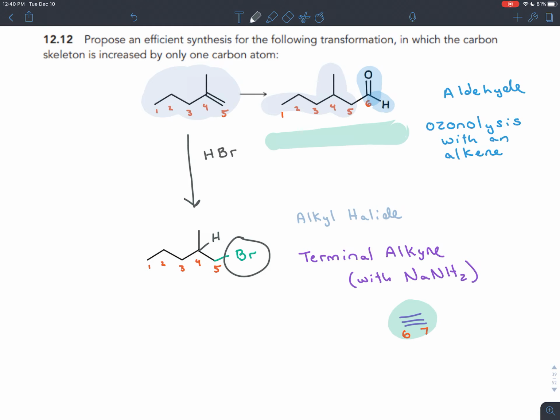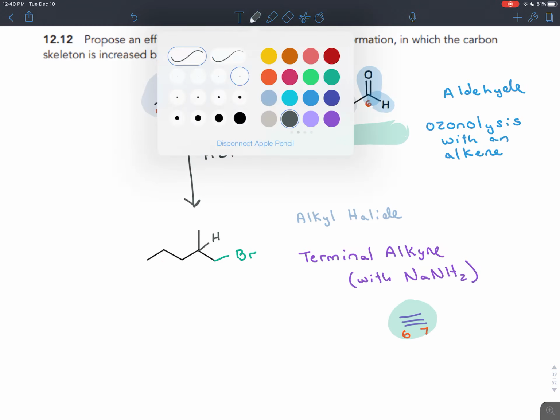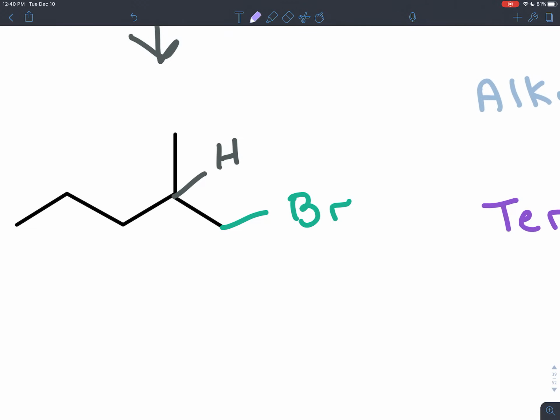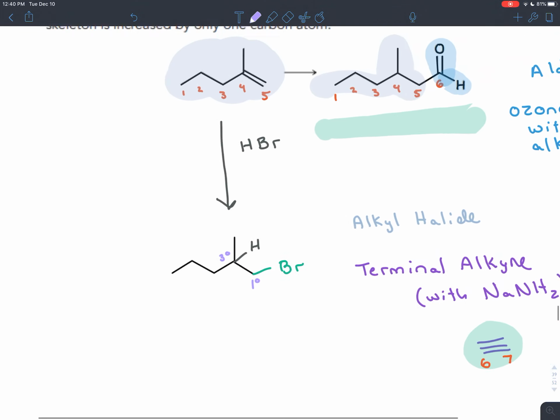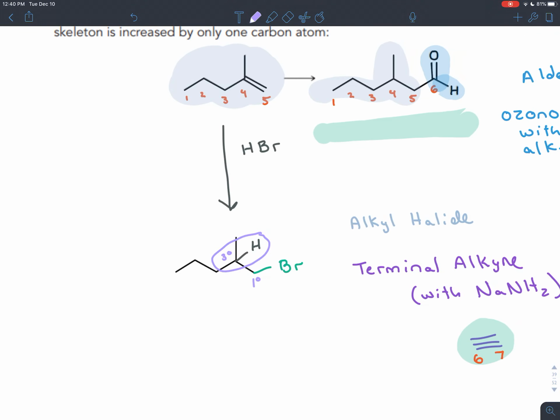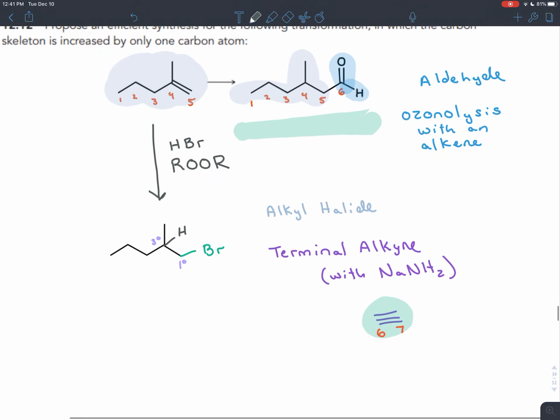So, hydrohalogenation. The question is, how do we want them to add? Markovnikov or anti-Markovnikov? If you look at these two carbons, you'll see that the one that the hydrogen is on is bonded to 1, 2, 3 other carbons, so it is tertiary. The one that the bromine is on is only bonded to one other carbon, so it is primary. In other words, we want the hydrogen to go on to the more substituted carbon. That is anti-Markovnikov addition. So we want to add peroxides here, ROOR, in order to get that anti-Markovnikov addition.